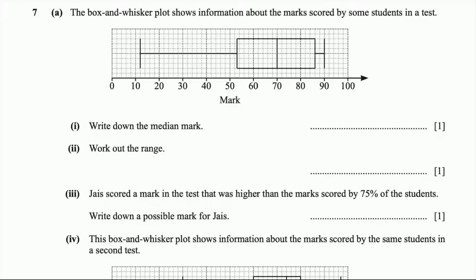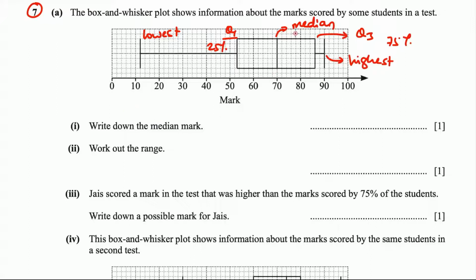Hello friends, let us start discussing question number 7. The box and whisker plot shows information about the marks scored by some students in a test. We know that in a box and whisker plot, this is the lowest score. This is Q1, which means the 25 percentile score. This is the median. And this is Q3, which is the 75 percentile score. And this is the highest score, right?